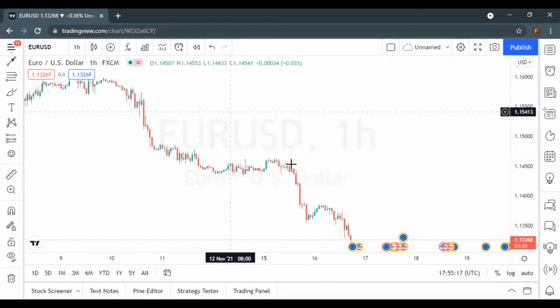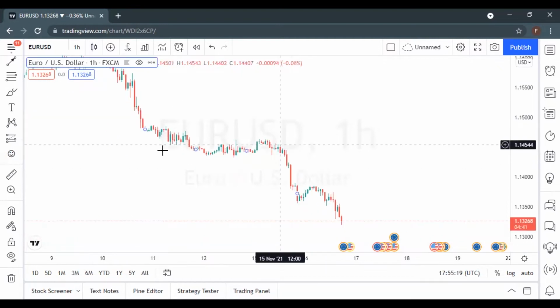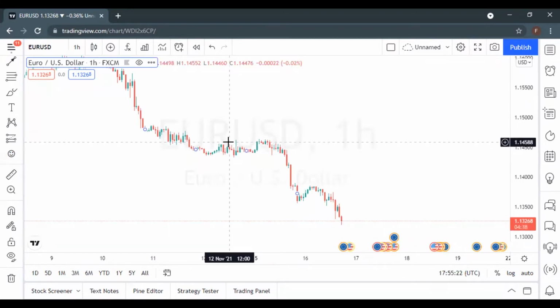So the candlestick chart shows the movement of the market, right? This is what we are going to be using in our trading. So it's important that you understand how these candlesticks are formed, how they move, and how we can use them to enter our trades and to predict the movement of the market.